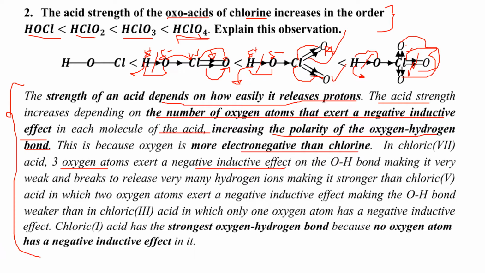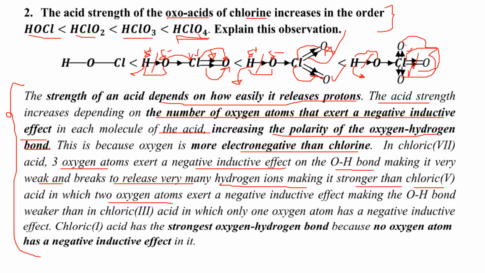which is greater than the others, because remember that oxygen exerts a negative inductive effect. That means that the more oxygen atoms, the greater the extent of the negative inductive effect. So 3 oxygen atoms exert a negative inductive effect on the oxygen to hydrogen bond, making it very weak, and therefore it is going to break easily to release very many hydrogen ions, making it a stronger acid than other acids, like chloric 5 acid, which has only 2 oxygen atoms, because the one which has only 2 oxygen atoms is going to be slightly lower. Its ionization constant is going to be slightly lower than that which has 3 oxygen atoms.